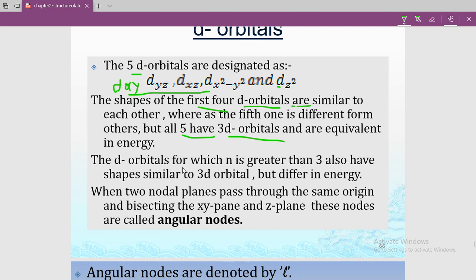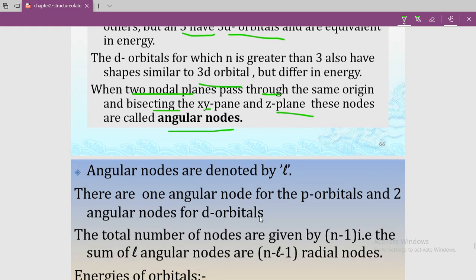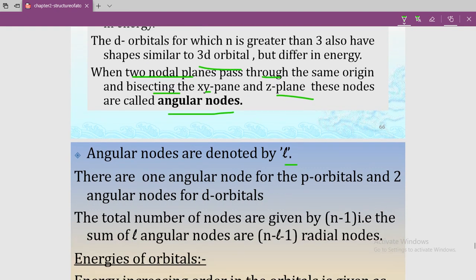d orbitals for principal quantum number greater than 3 also have shapes similar to the 3d orbital but differ in energy. When two nodal planes pass through the origin and bisect the xy plane and the z plane, those nodes are angular nodes. It is only in the d case. The angular node is denoted by l.